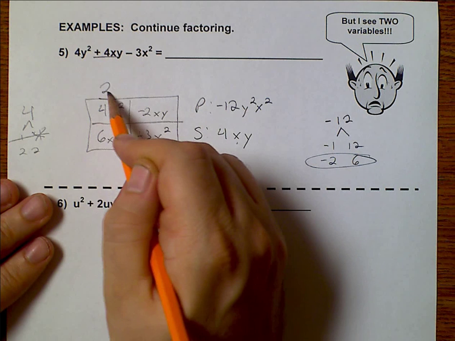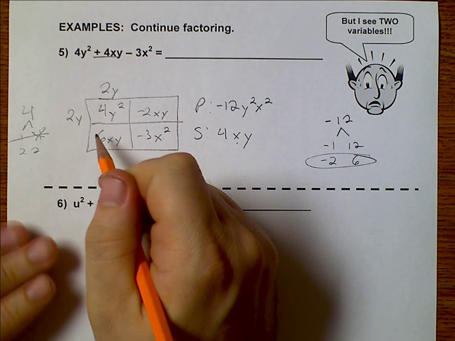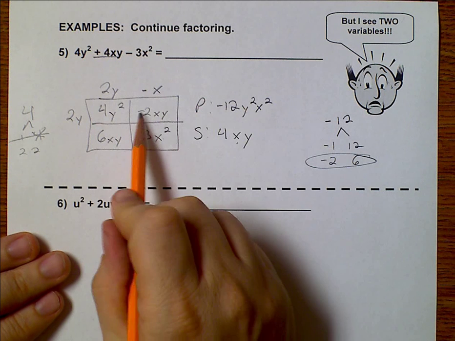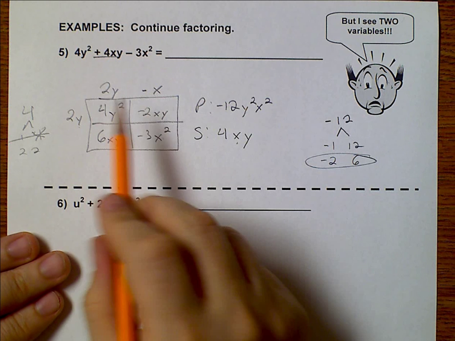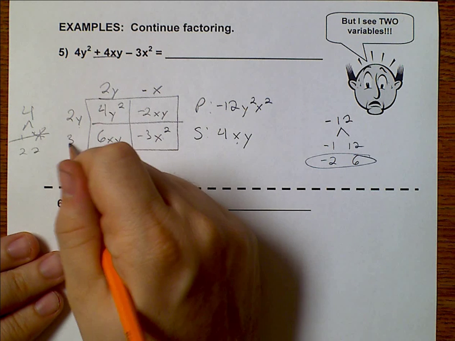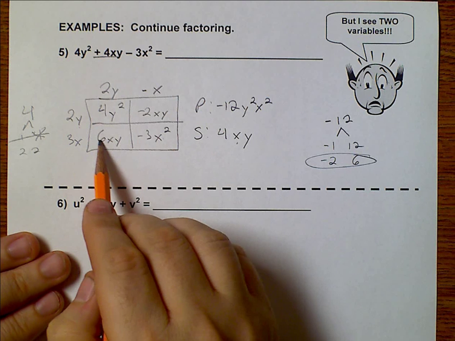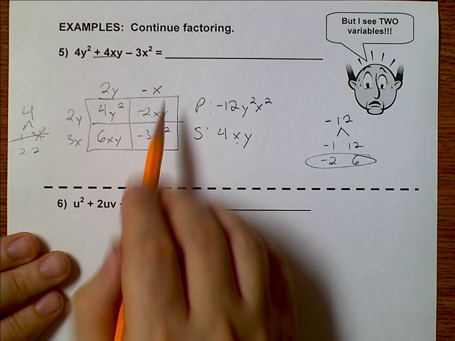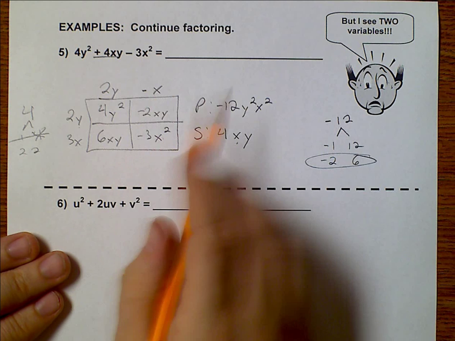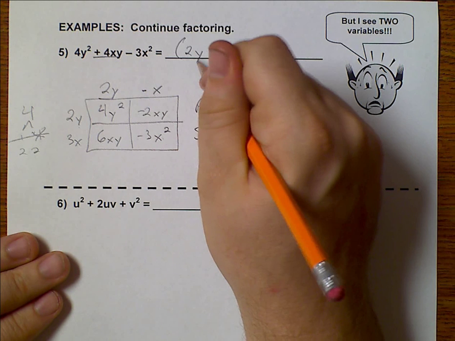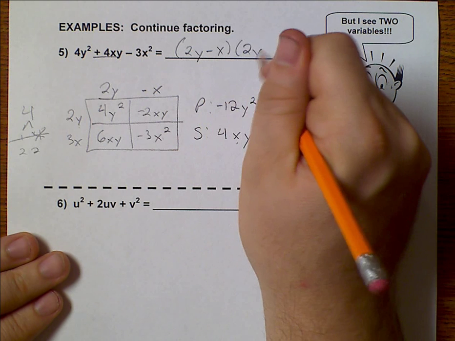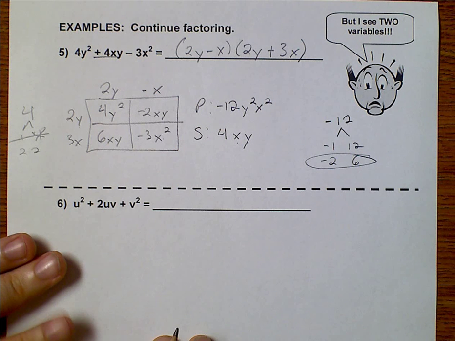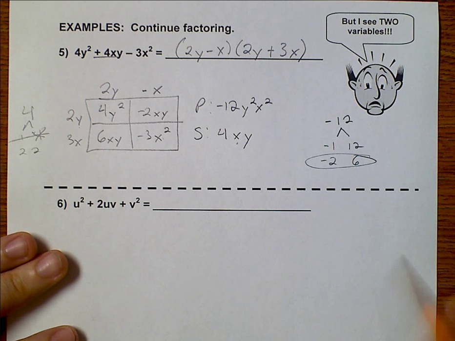So this must be 2y and 2y. Well, 2y times a negative x will give me negative 2xy. And 2y times 3x, well, 2 times 3 is 6xy. And 3x times a negative x will give me a negative 3x squared. So these are my factors, 2y minus x, and 2y plus 3x. So this is essentially the same thing, we just have to write more letters.